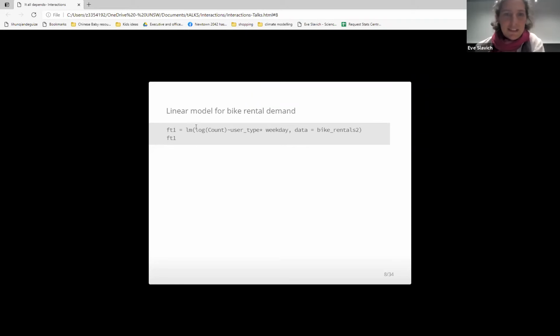So this is an example of a linear model for bike rental demand with an interaction between user type and weekday. If you don't use R, I've tried to not include much of the code, but when I upload the slides, more of the code will be there if you want to see it. But the main thing I want you to take home is an idea about whether you need the interaction and how you're going to present the results, not so much the software to do it.